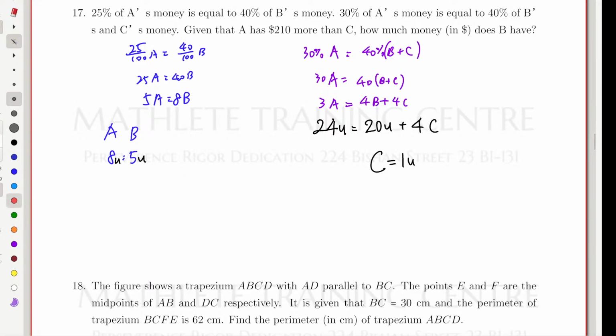Finally, the last condition, A has $210 more than C. That's going to be 7 units is $210. So therefore, B, 5 units, will be equal to $150. That is the answer for this question.